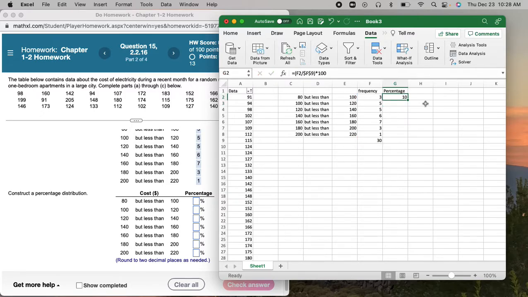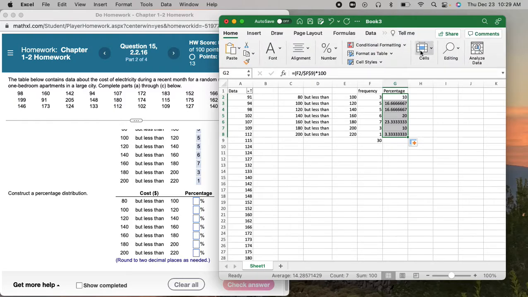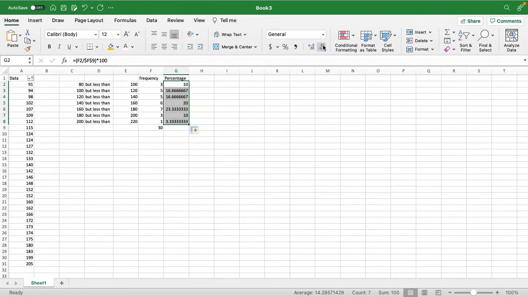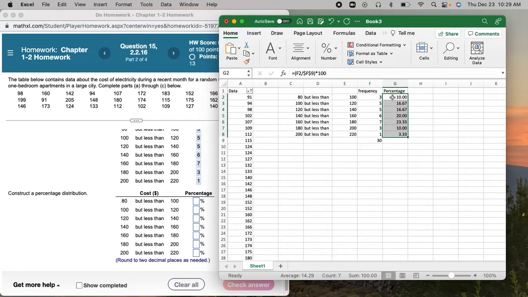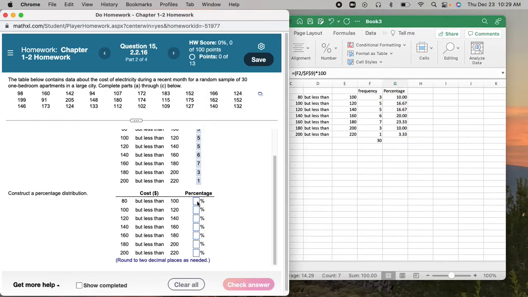So here my percentage is 10, and what I'll do is grab this corner, drop it down, and now I do have all my percentages. To clear this up, because it says in here round to 2 decimal places, I'm gonna go to Home, and I need to do 2 decimal places here. All right, okay, I got my 2 decimal places, and now I can type that data here.